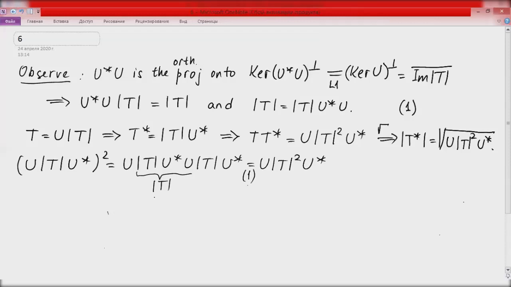And now we can take the square roots again. Here we essentially use lemma 2 because we already know that this operator in brackets is positive. Well, the modulus of T is positive, and this operator is also positive by lemma 2. So by taking the square roots, we conclude that U modulus T U star equals the square root of this operator. And by the previous line, it is just the modulus of T star.